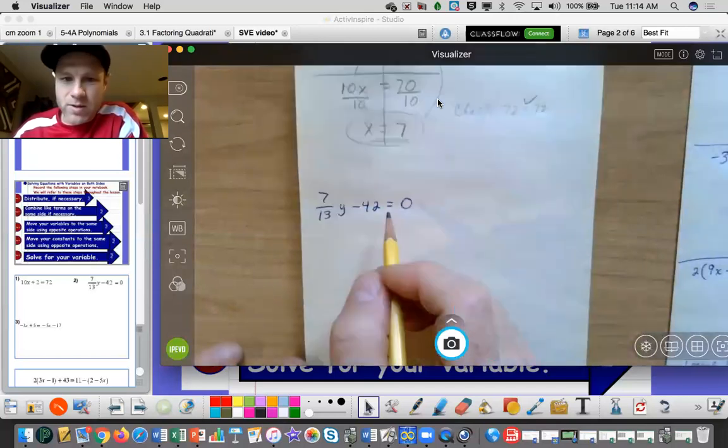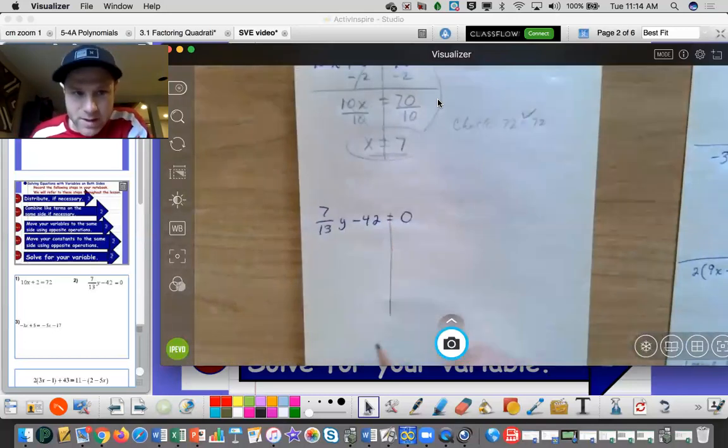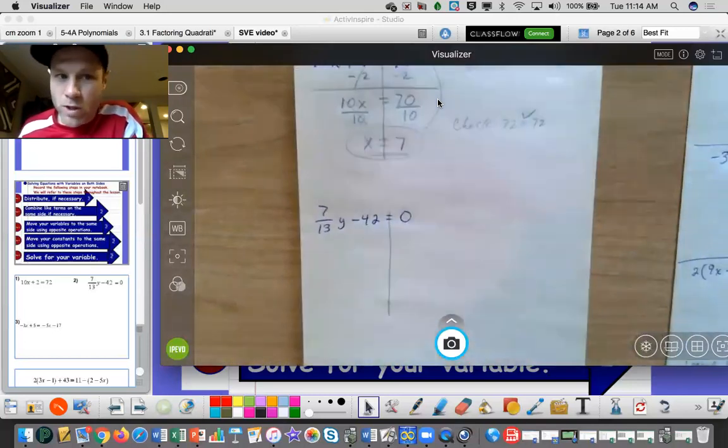This next example is very similar to the one we just did, except there's an operation we're going to have to discuss. And when you have your graphing calculator, it's a lot easier.